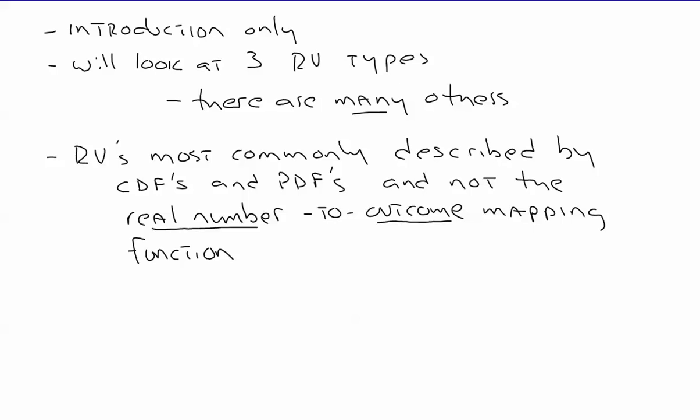We're going to look at the PDFs and CDFs for 3 random variable types today. We'll come back and look at these random variables and others later on when we talk about means and moments and standard deviations and variances and all those other properties. We're not going to do that today. Today we're just going to look at CDFs and PDFs of some commonly encountered random variables. So the first one is going to be the uniform random variable.